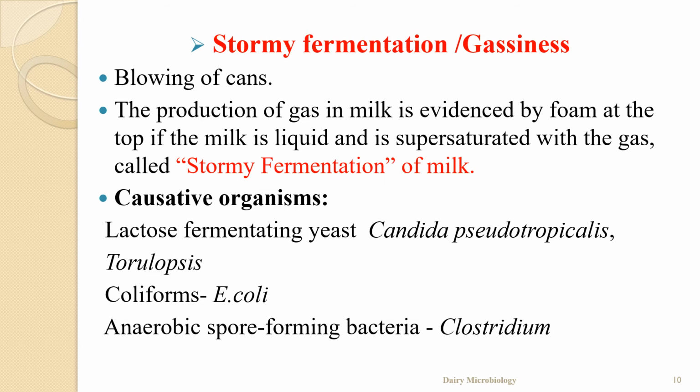Positive organisms for stormy fermentation include lactose fermenting yeasts, that is Candida pseudotropicalis and Torulopsis. Other organisms include E. coli and anaerobic spore forming bacteria, that is Clostridium.